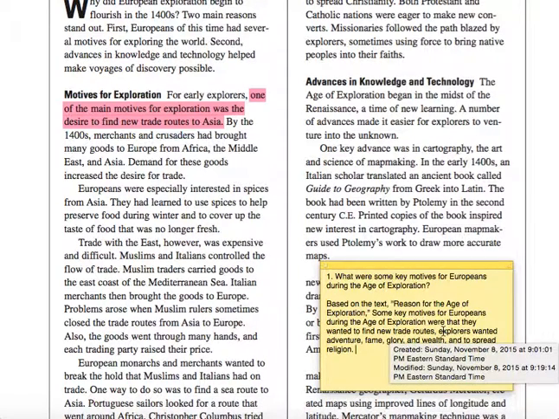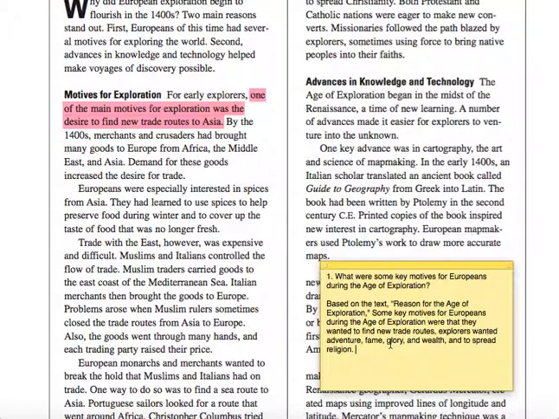I've given my motives. So if I were to think back to my RACE strategy, I've restated my question, I've answered it, I've cited my evidence because I've written here where my evidence came from, and I've explained it. I proved I have evidence all right here. So what I need to do is go back and read my answer to make sure it makes sense, check it for spelling, and check it for grammar.